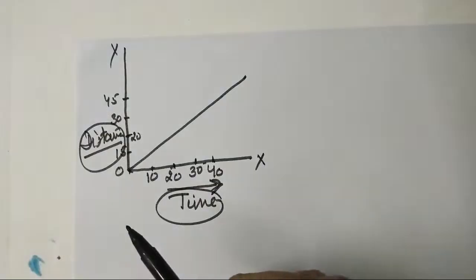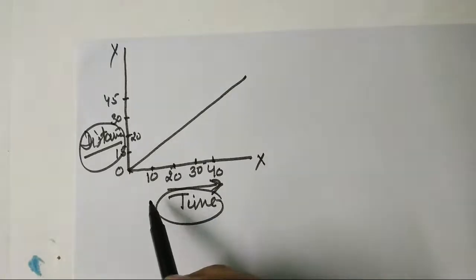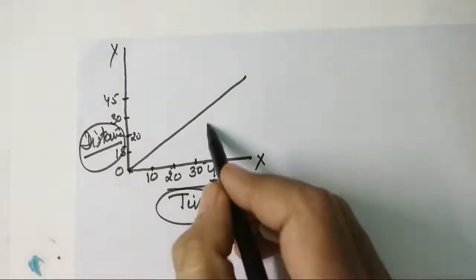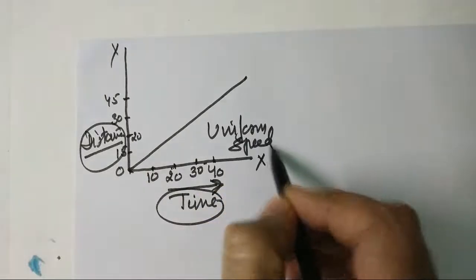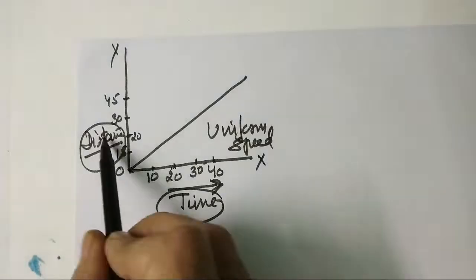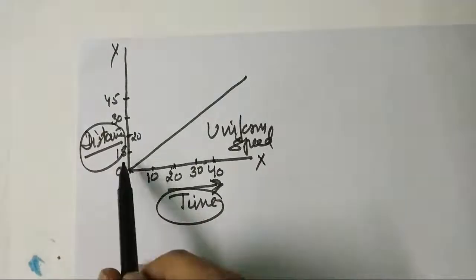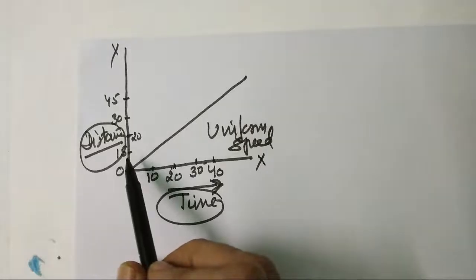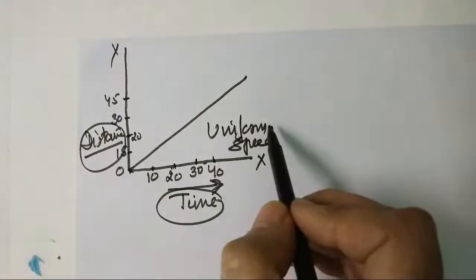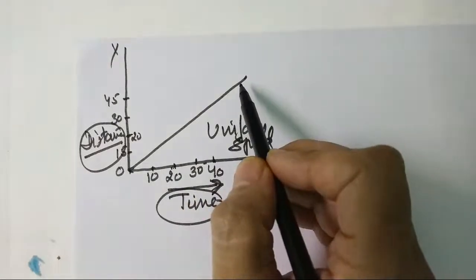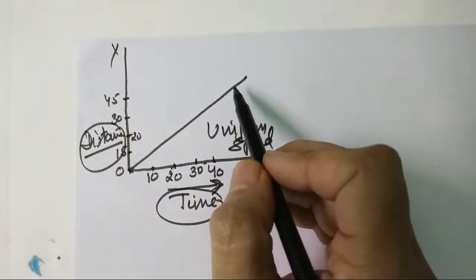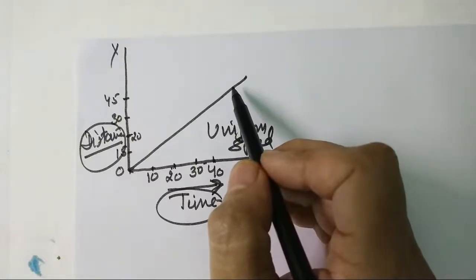When the body covers equal distance in equal time, it moves with uniform speed. So this graph represents uniform speed. Why speed? Because speed is equal to distance upon time, and it is traveling a fixed distance. In short, we can say that the slope of the graph is a straight line, and this portion of the graph shows that the distance is increasing at a uniform rate.